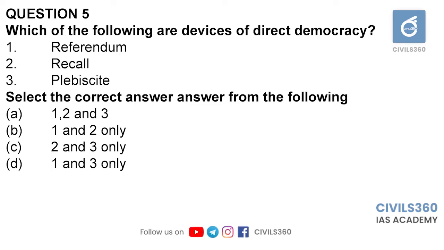So, in the countries with direct democracy, they usually employ 4 devices. They are referendum, initiative, recall and plebiscite. Hence, the answer is option A, 1, 2 and 3.